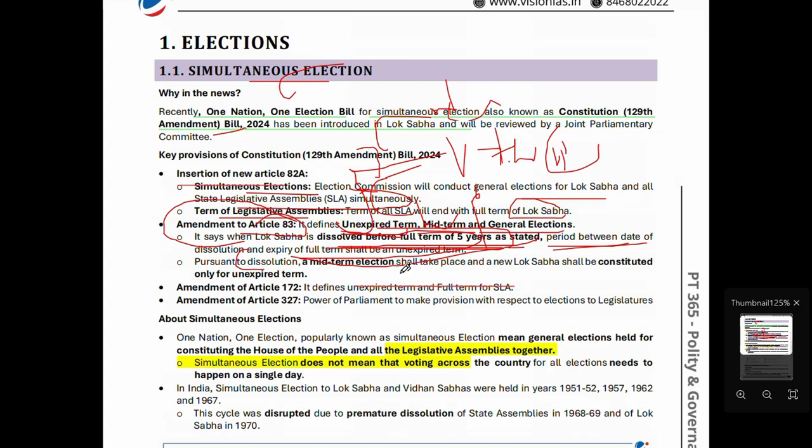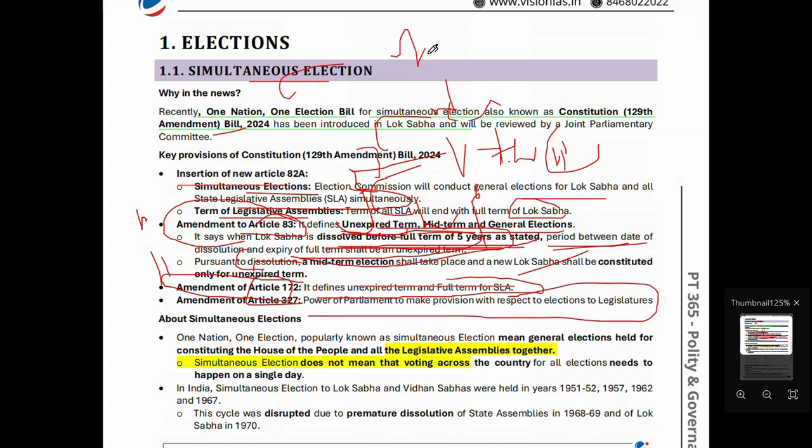The amendment of Article 172 may be an important article. UPSC can give a match-the-following question on the articles. Article 172 defines the unexpired term and full term of the state legislative assembly. Article 327 gives the power of Parliament to make provisions with respect to elections and legislatures. This article may be important. Don't focus on the bill until it becomes an act. It is not important for the UPSC examination.